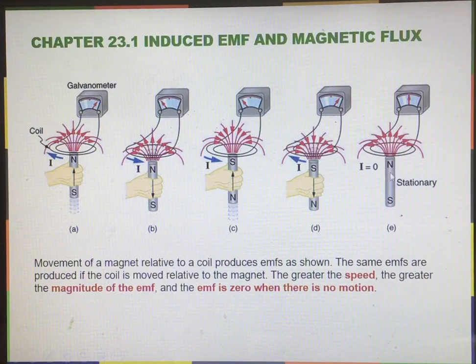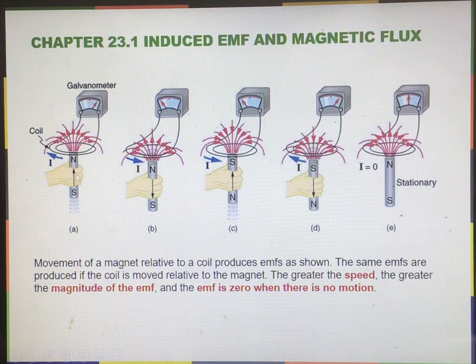Now, what if the bar magnet is not moving? If the bar magnet is stationary, then there is no current induced in the coil, and in this case, there is no deflection in the galvanometer. So something that we want to take out of this is that it is the moving action of the bar magnet that induces the current in the coil. If you are not moving this bar magnet, you don't produce any current in the coil.